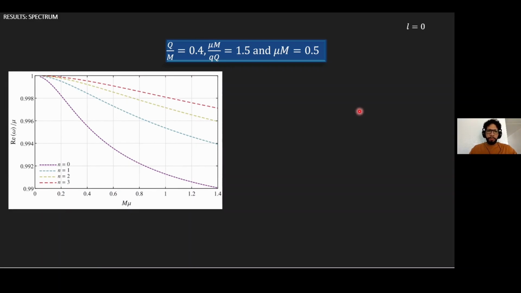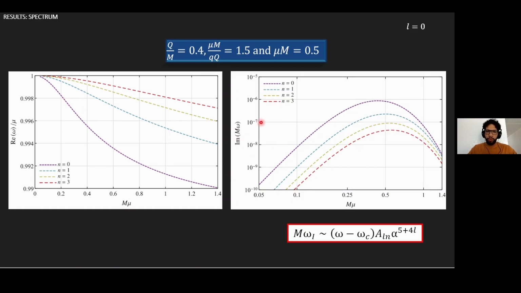Now let's consider the spectrum for some excited states. We can see the real part as a function of the mass coupling. We can notice that the fundamental mode presents the largest binding energy. And here we have the growth rate for the excited states. We can see that the excited modes appear to have the same power law index, but different coefficients. And we can see that at low values of the mass coupling, the growth rate increases in a parallel fashion, as expected.